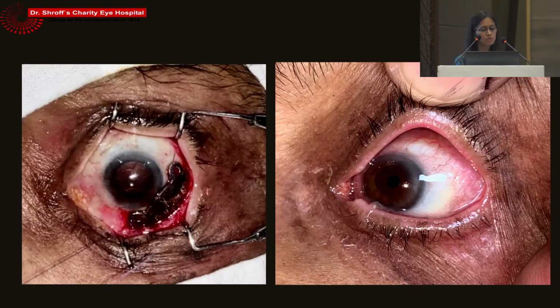This is one of Dr. Anirban's patients. In fact, she was operated and the base was positive with residual tumor, so we did a plaque and she's doing pretty well on follow-up.